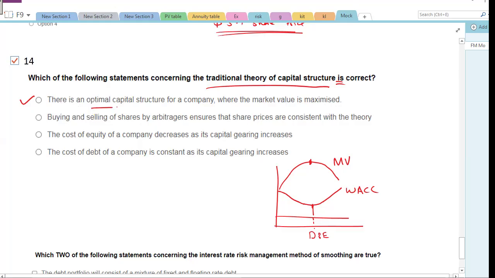So the optimal capital structure basically means the debt to equity ratio which will minimize WACC so that we can have maximized market value of the company. Okay. So again, a very straightforward question without even reading the next 3 options. You can simply say, okay, the first one is correct. Okay.